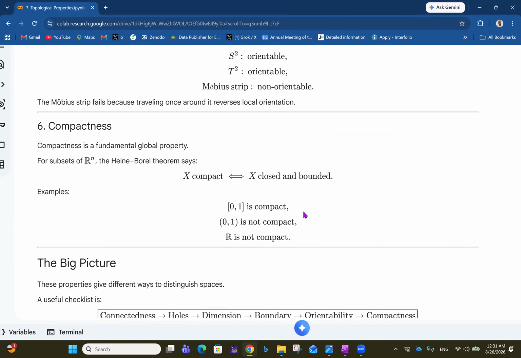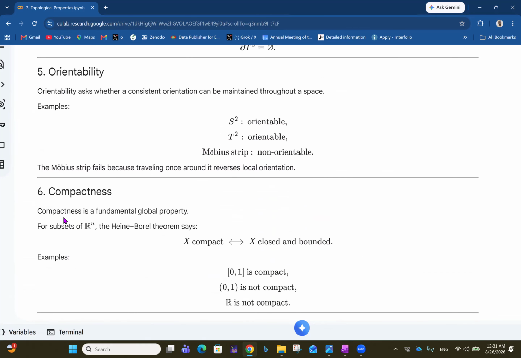Then we have compactness. Compactness is a fundamental global property for subsets of n-dimensional real space. The Heine-Borel theorem states that if a space is compact, it is closed and bounded, and if a space is closed and bounded, then it is also compact. That's the Heine-Borel theorem. So examples: the closed interval [0, 1] is compact, the open interval (0, 1) is not compact, and the real number line is not compact.